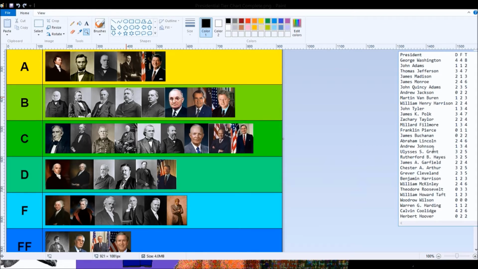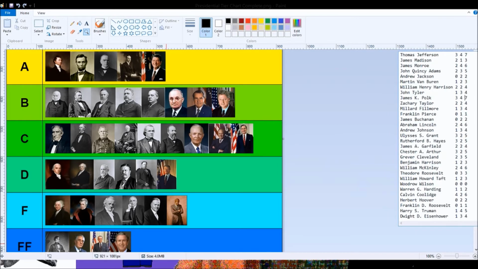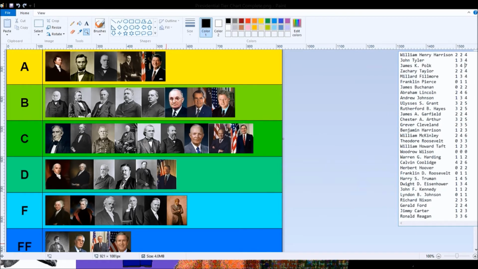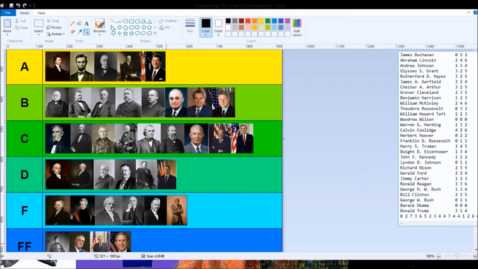Anyway, next one, James A. Garfield. He died in office. However, ultimately, I would say he was a bit middle of the line on everything, so 2.24 rating. Next president. Okay, I'm just scrolling this down so everyone can see the bottom half of everything.